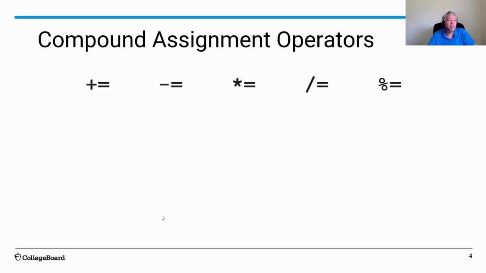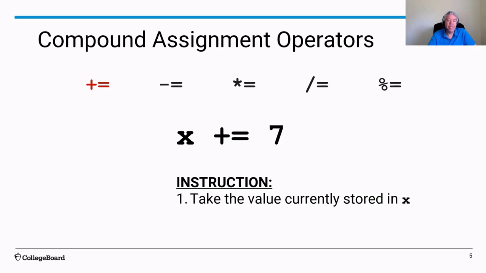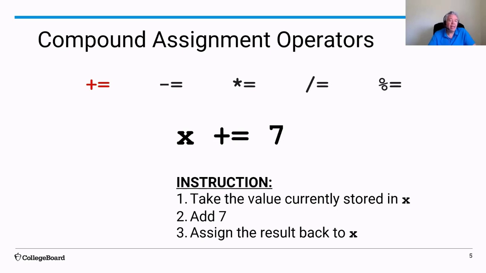Okay, so let's start with plus equals. Plus equals is an instruction that we give to the compiler that essentially says we're going to do 3 things. The first thing I want to do is take the value that's currently stored in X, add 7 to it, and then assign the result back to X. So like I said before, it's kind of like a little shortcut. It lets me take 3 actual separate steps and combine them into this one basic instruction.